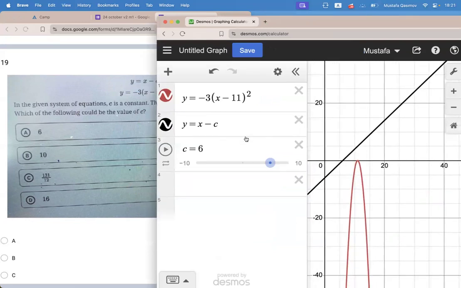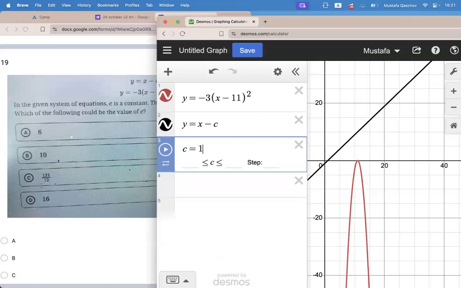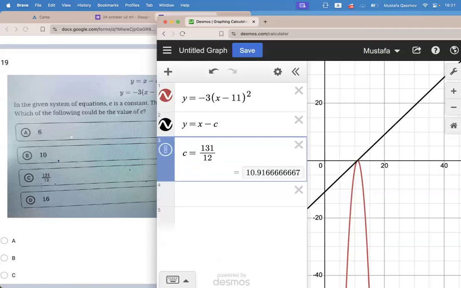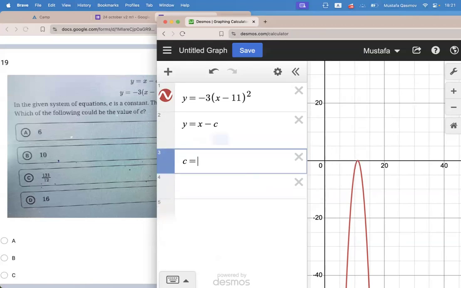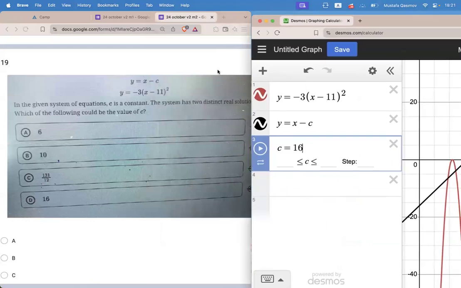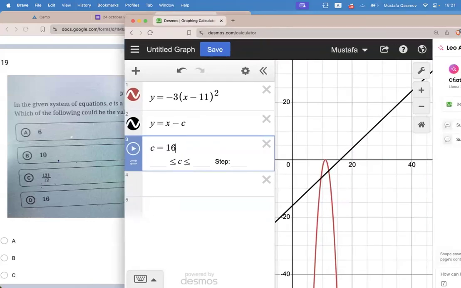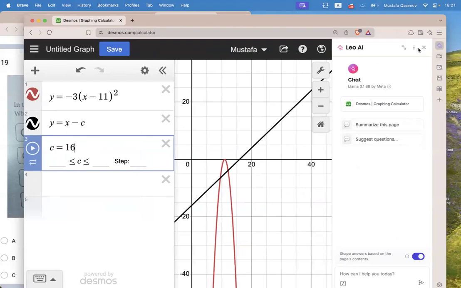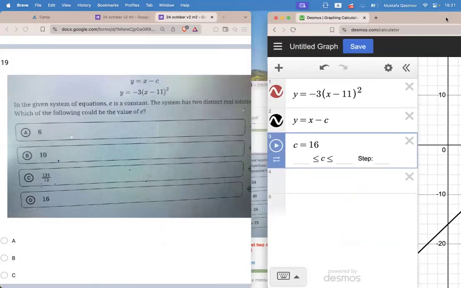Okay, let's look at what we will get here. So we don't have any solution. We don't have any solution. We don't have any solution. I don't know, we have one solution. And we have two solutions. So the answer is 16. It is also from the last exam. Some students had this question.